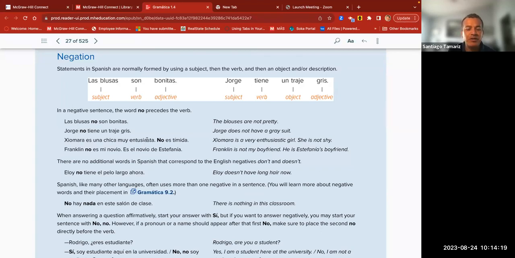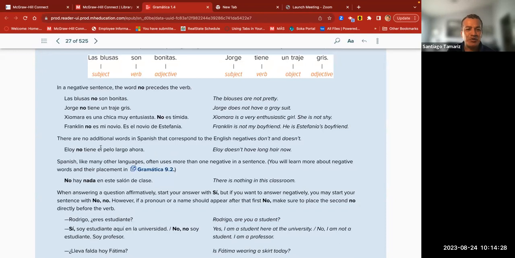Xiomara es una chica muy entusiasta. No es tímida. Franklin no es mi novio. Es el novio de Estefanía. Here, there are two additional words in Spanish that correspond to the English negative don't and doesn't. Eloy no tiene el pelo largo ahora. Eloy no tiene.